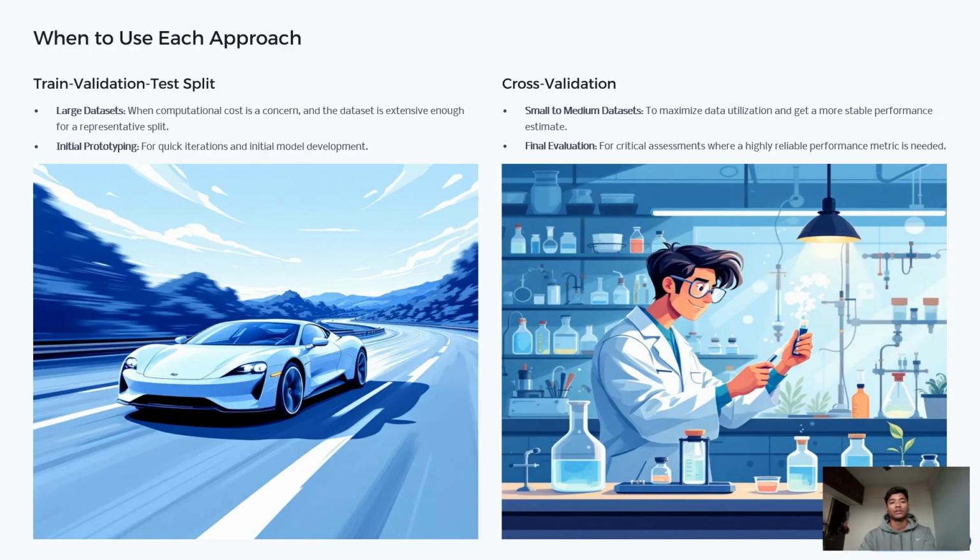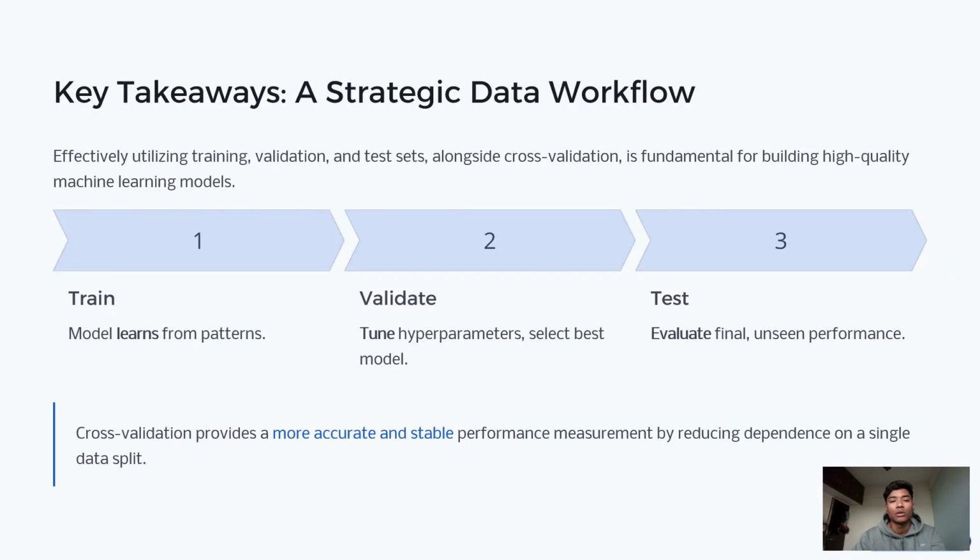The key takeaways are, to build a strong ML model: train the model to learn patterns, validate to tune and avoid overfitting, test to measure real world performance, and cross validate to get a more stable and accurate performance score. Using these steps correctly leads to better, more reliable machine learning systems.